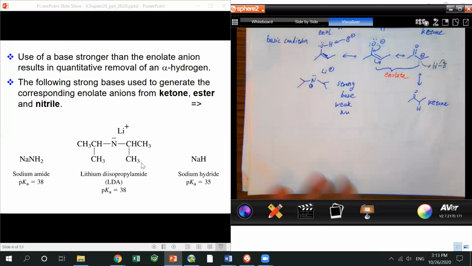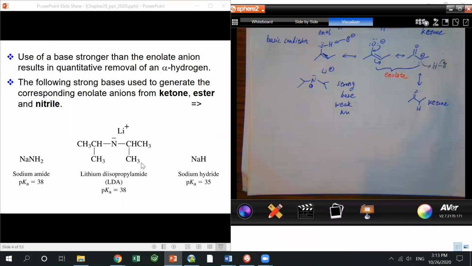So if you see this one, it pretty much just plays as a base, so you would use it, for example, in E2 reactions. The next one is sodium hydride, a very strong base. Occasionally it can be used as a nucleophile, for hydride addition. Those strong bases can be used to deprotonate ketones, esters, and also nitriles.